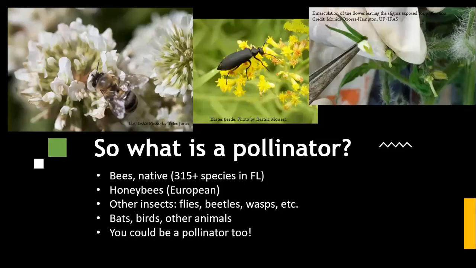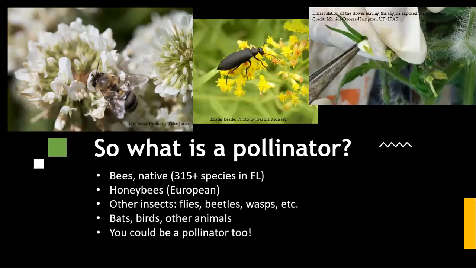So the next question you may be asking yourself, what is a pollinator? You guys are probably familiar mostly with the European honeybees, the ones that most people keep for hives and honey, that farmers use for their crops to increase pollination. Those are actually not from this country. They're not native to the United States, but are from Europe. They're still very useful and not considered harmful or invasive.